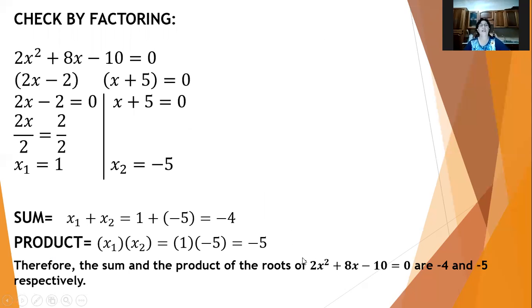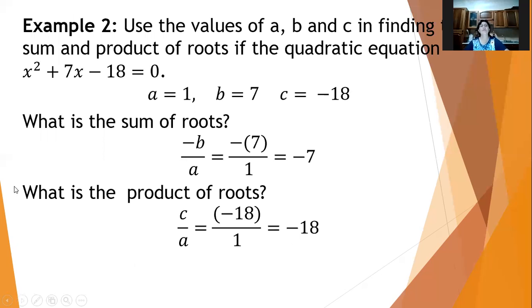Okay, another example, number 2. The same question, using the values of a, b, and c in finding the sum and product of the roots of the quadratic equation. Again, the equation is x squared plus 7x minus 18 is equal to 0. What is the value of a? A is equal to 1, b is equal to 7, and c is equal to negative 18.